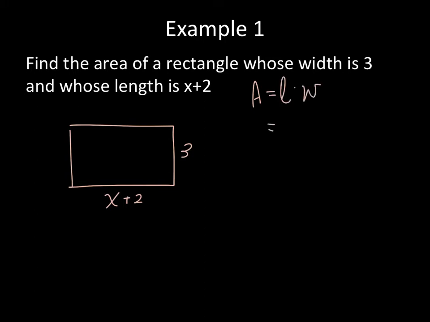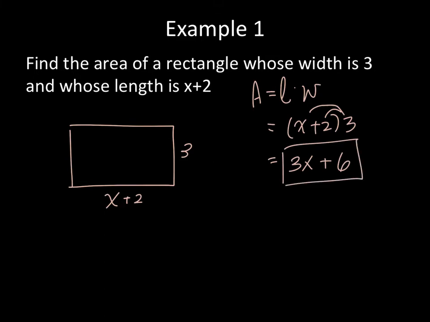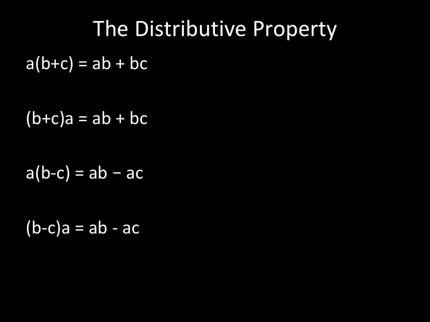Okay, so from there I can plug these in. I can say my area of this rectangle is going to be x plus 2 times 3. And what I'm going to do is just multiply each of the terms inside the parentheses by the term that's on the outside. So I'm going to multiply it to each of them. I'm distributing, right? So I'm multiplying 3 times x plus 3 times 2, which is 6. So this expression represents the area of the rectangle.